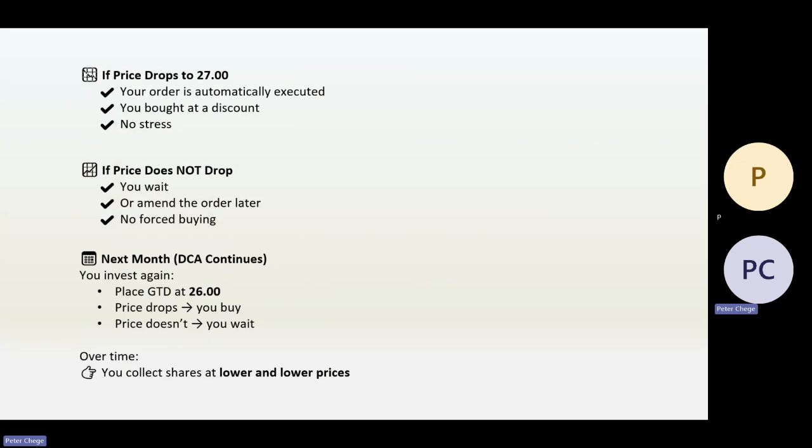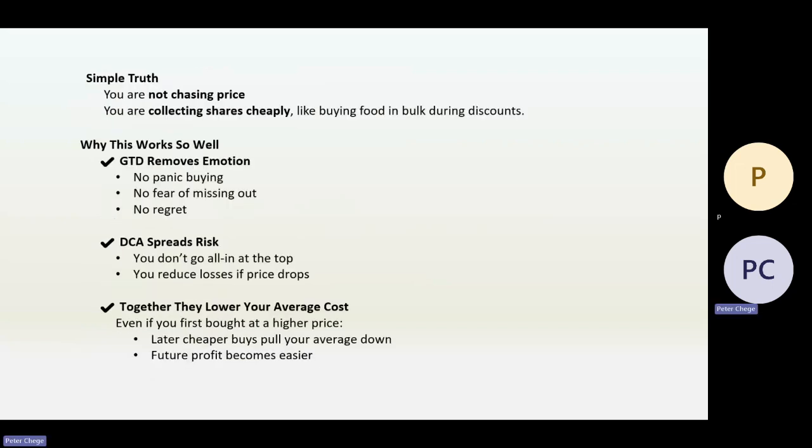What does that do? DCA, dollar cost averaging. You take the total cost for the shares you have bought, divided by the number of shares you have bought. So the total cost incurred for each share, sum that, divided by the number of shares, you get the average cost, which is lower. So you're not chasing prices, you are accumulating shares cheaply. It's like buying food in bulk during discounts. And when prices go down further, that time you pump in a lot of money and buy more shares.